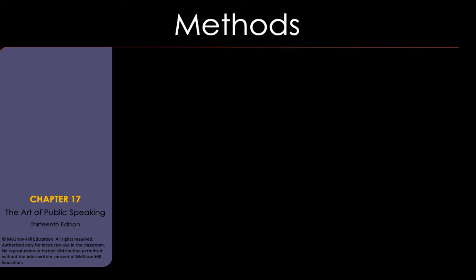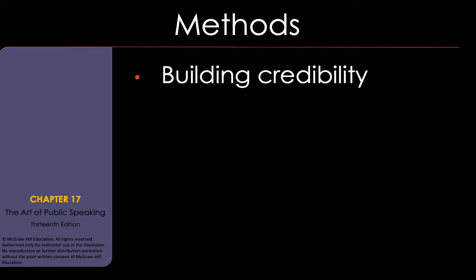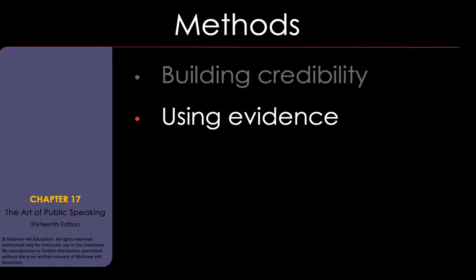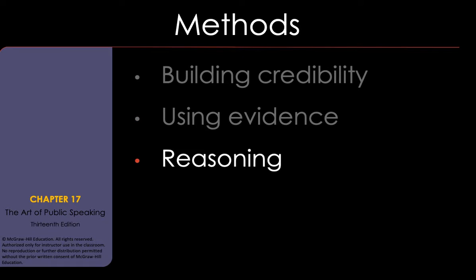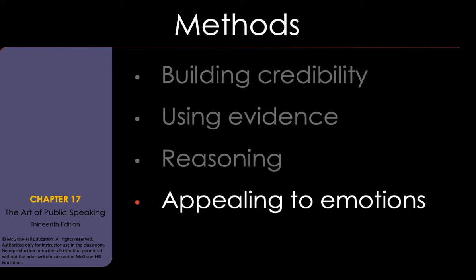So when we look at the different ways we can persuade within those different organizational patterns we looked at in Chapter 16, there's a few tools that we have at our disposal. Number one is building credibility. Aristotle calls that ethos. Using evidence to make logic appeals by reasoning, and appealing to the emotions, that's called pathos.